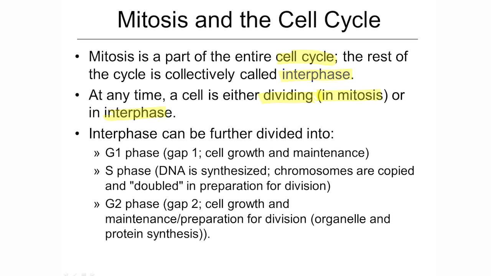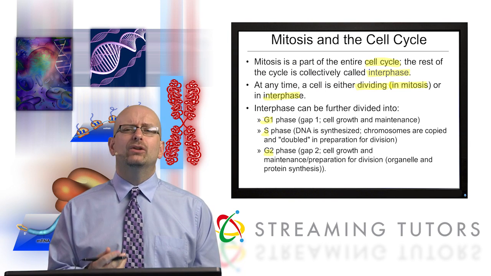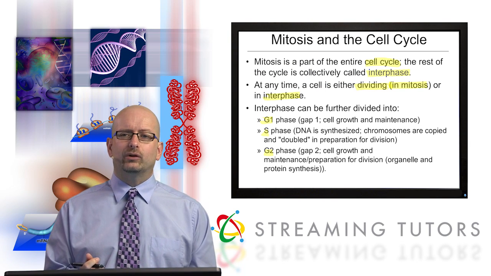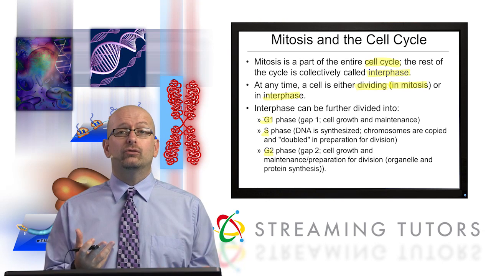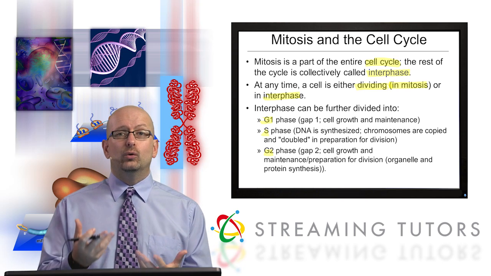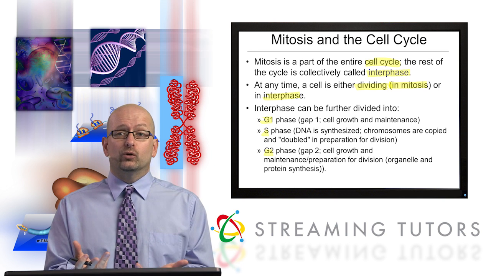And I'll show you a picture in a moment. But interphase itself can be broken down into three major subphases. Those are referred to as G1, S, and G2. So we should be aware of what those mean. G1 phase, or gap 1, some people call it growth. It depends who you ask and what textbook you read. But what's going on in G1 is basically the cell's living. It's doing whatever duties that particular type of cell has.